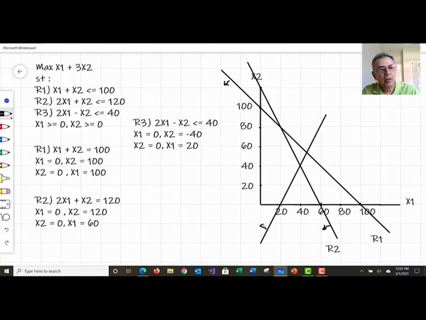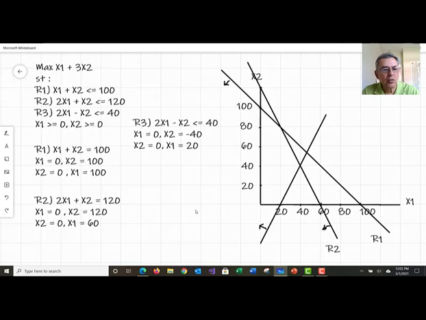Obviously, the two non-negativities, this is x1 greater than or equal to 0, and this one is x2 greater than or equal to 0. So this trapezoid shape constitutes my feasible region. Now what I have to do is to take the objective function, make it equal to a constant, draw that line, and move it as far as I can in order to increase the value of the objective function.